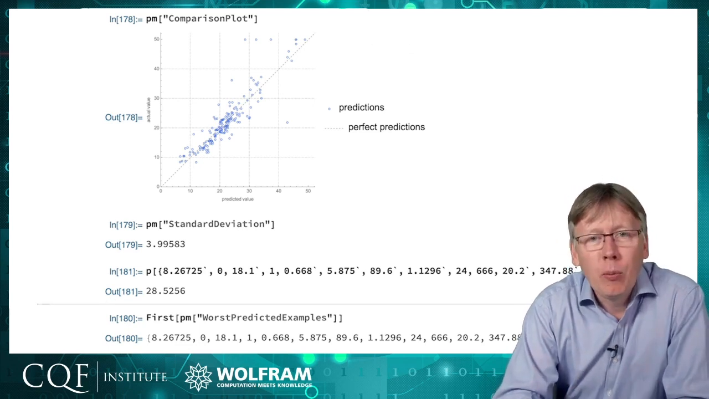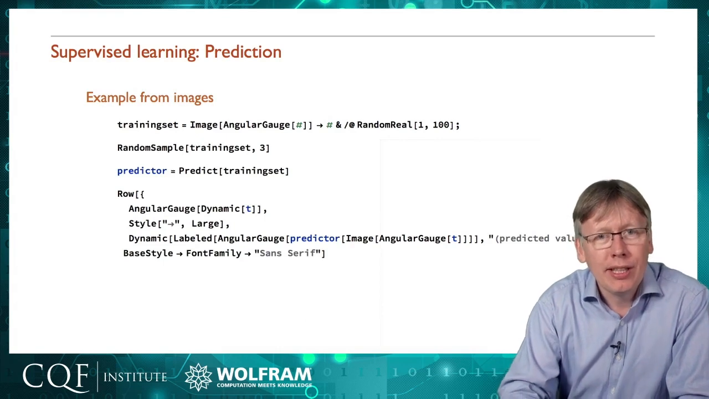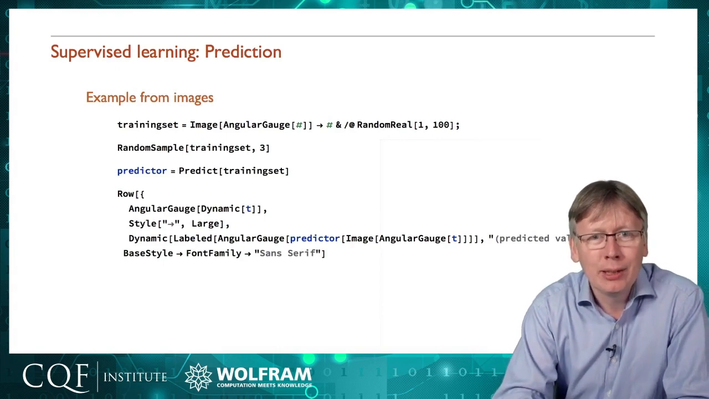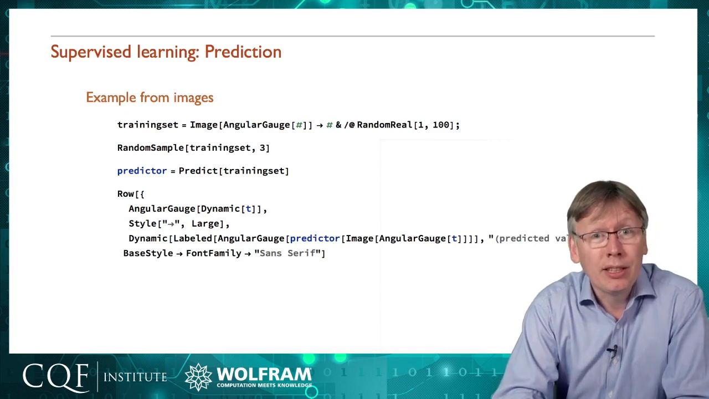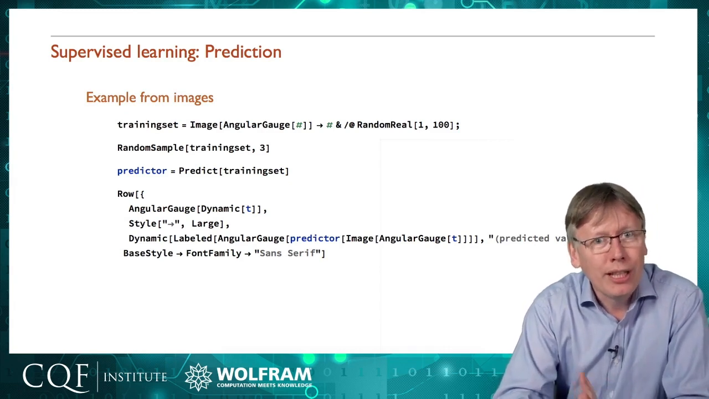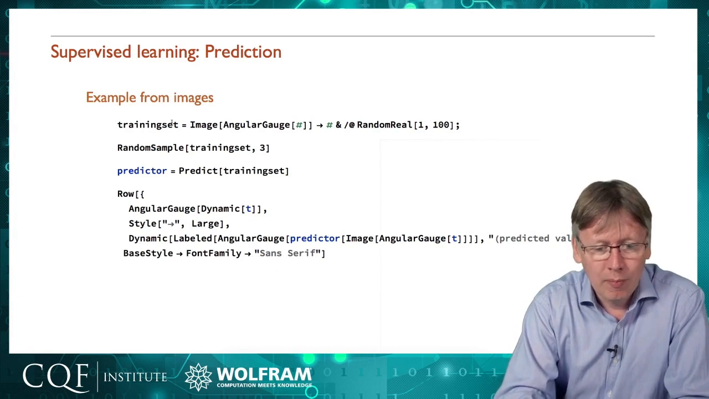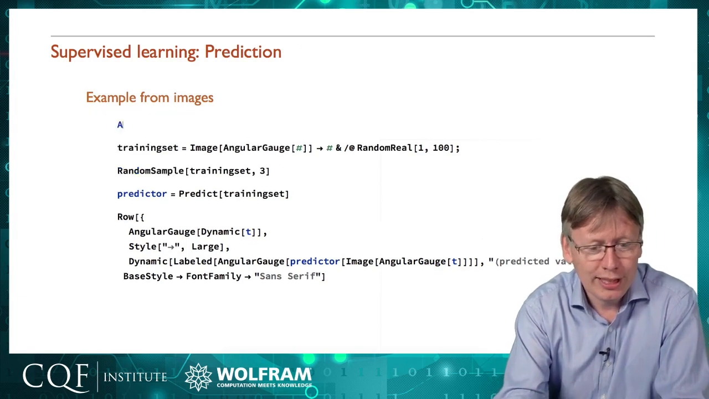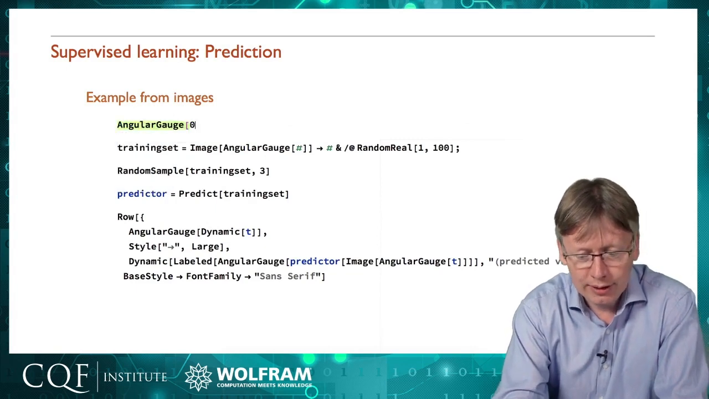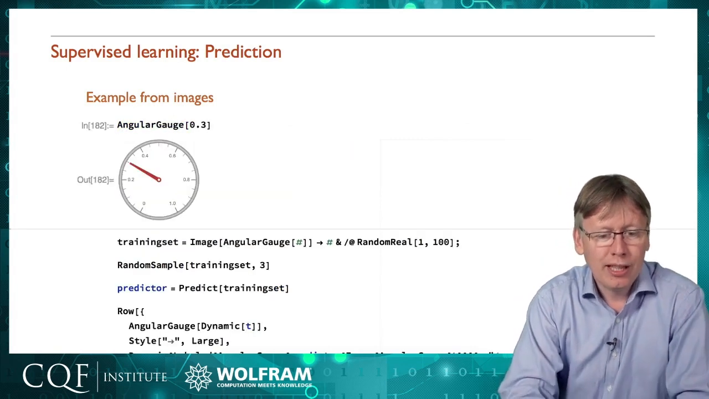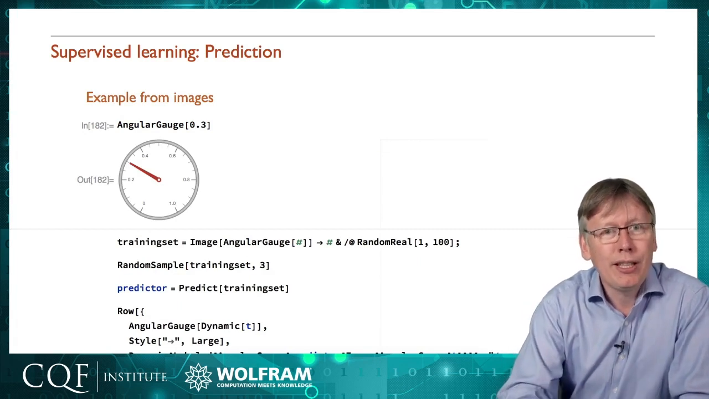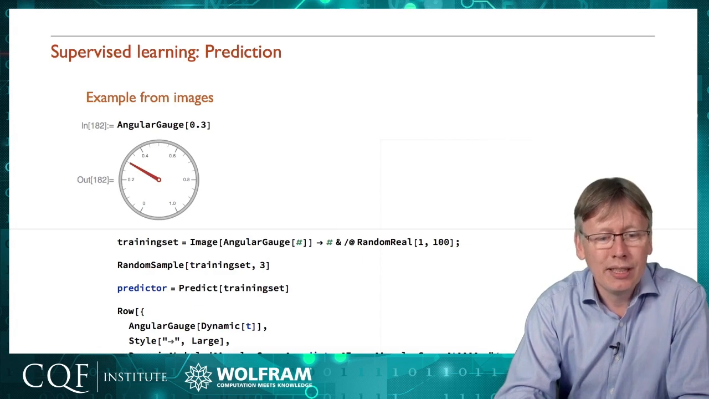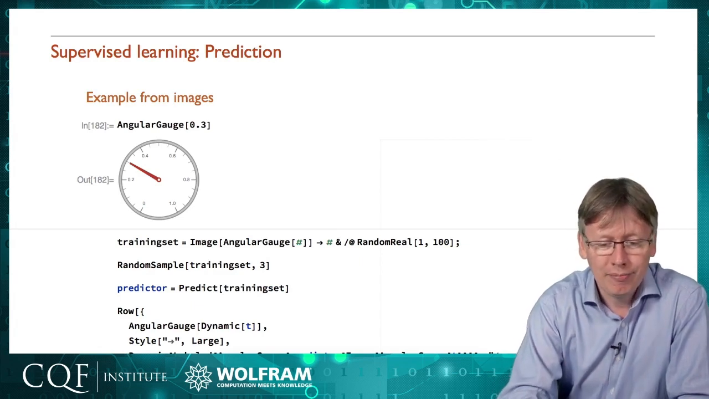So just like with the classification, one of the things that the automation of the language provides is being able to deal with all kinds of different input types. So I'm going to do a visual example here to show that it's not just numerical in and numerical out. The Wolfram language has all kinds of visualizations. So for example, I can ask for the angular gauge of some number and get a picture out. So I'm going to generate those pictures and then use them as training examples so that we can start predicting by looking at an angular gauge what it's reading.